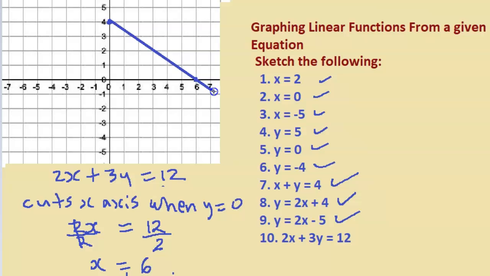Alright, so that's the graph of 2x plus 3y is equal to 12. I believe that covers all the types we want to look at. Next video we'll be looking at sketching curves, what we call equations of quadratic functions.